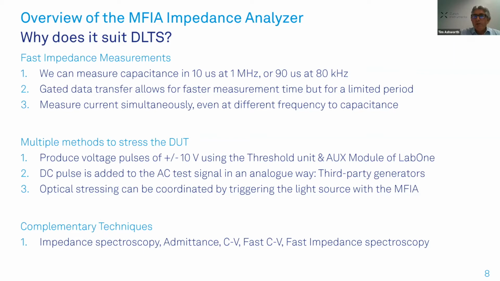The way that we stress the DUT, so how do we add these pulses? You can use the MFIA itself, and I saw a couple of questions in the chat. People interested how to do that, so I'll demonstrate that today. We can use the threshold unit and the auxiliary to form a square pulse that's configurable. But the pulse itself is added via an analog channel, so we have a direct connection to the output using the auxiliary input 1, and that means you can easily use third-party generators. And I think that's quite an important aspect to consider.